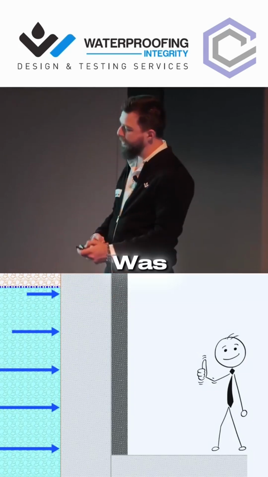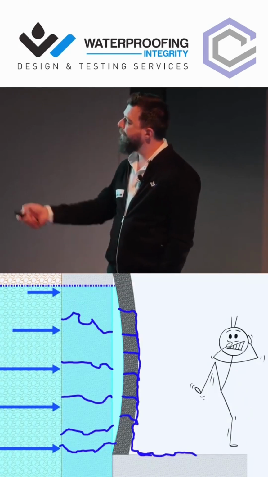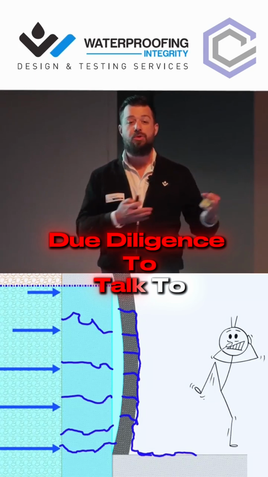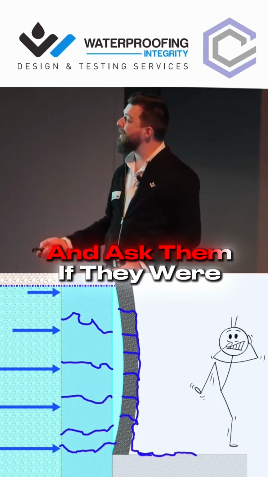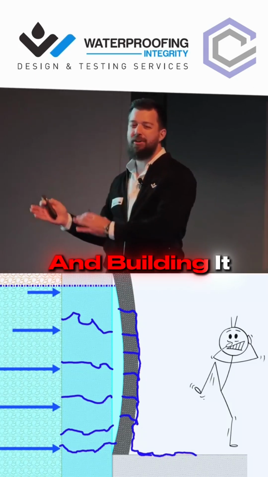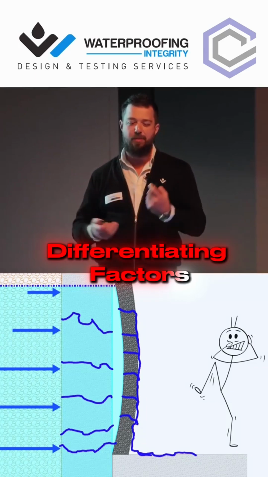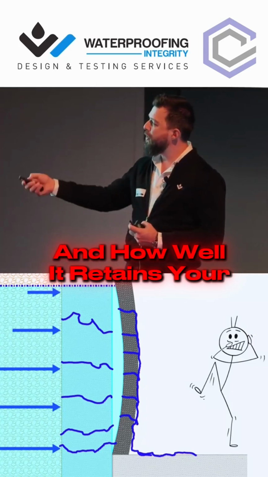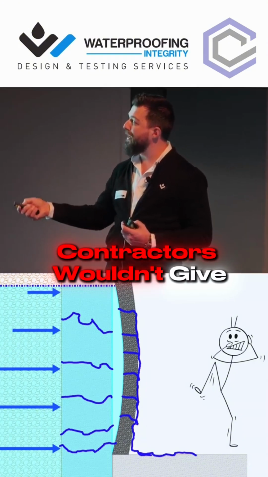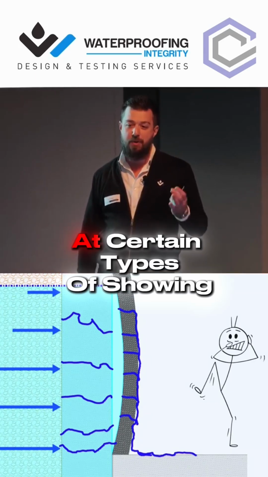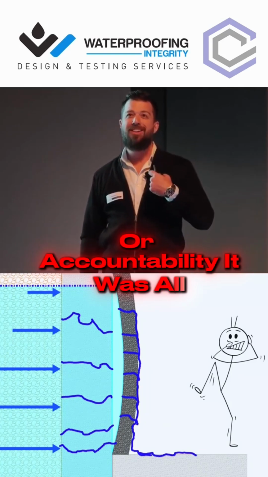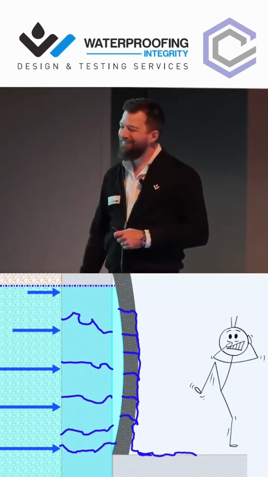But what actually happened was this. No one did the appropriate due diligence to talk to the shoring wall contractor and ask them if they were able to achieve it, because there's a big difference between what something can achieve and building it to achieve that on site. Differentiating factors between the type of soil and how well it retains your piles and everything will create varying confidence. A lot of shoring contractors wouldn't give a warranty for certain types of shoring walls, but that check wasn't made. There was no warranty or accountability. It was all optimism which was pushing this.